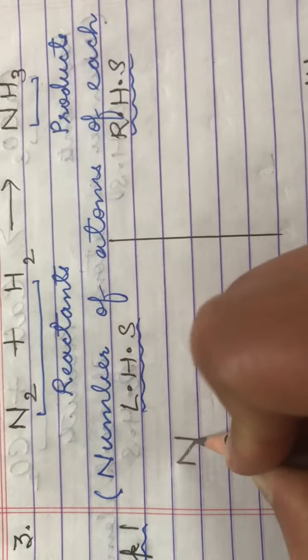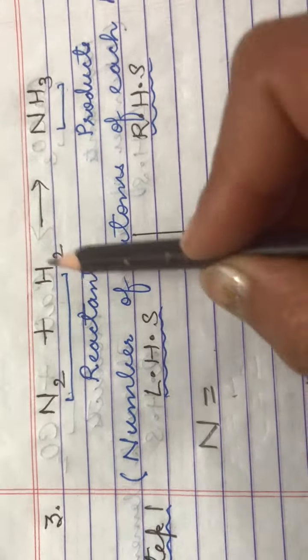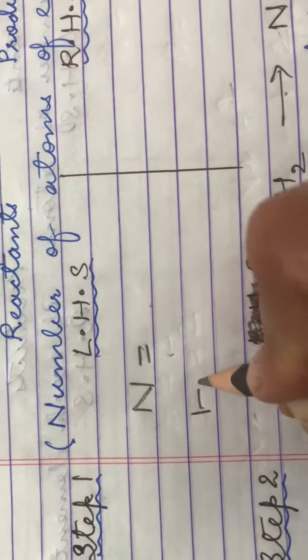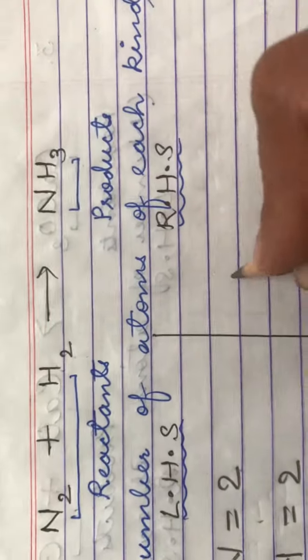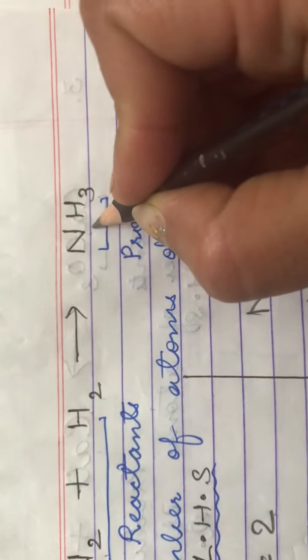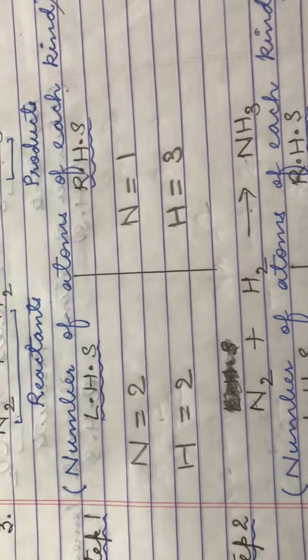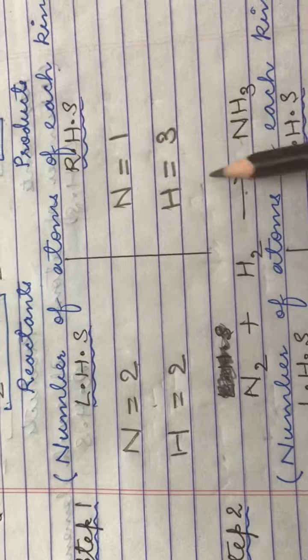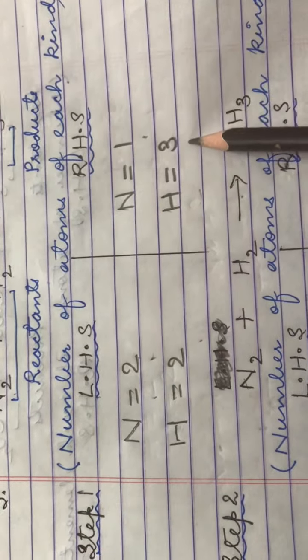We have two kinds of atoms. One is nitrogen and we write the symbol N. Hydrogen, symbol H. Number of nitrogen atoms is 2. Number of hydrogen atoms is also 2. So we write them. On the right hand side, we again have the same atoms, nitrogen and hydrogen. There's only one atom of nitrogen here and 3 atoms of hydrogen on the right hand side. Now if you look at this equation again, it is not balanced because both the atoms are not equal. Nitrogen is 2 on this side, 1 on this side, hydrogen is 2 on the left hand side and 3 on the right hand side.